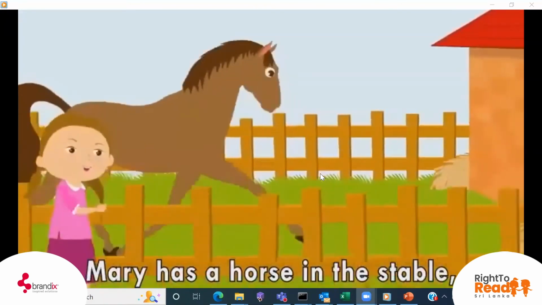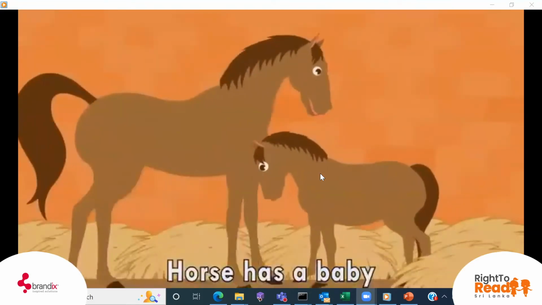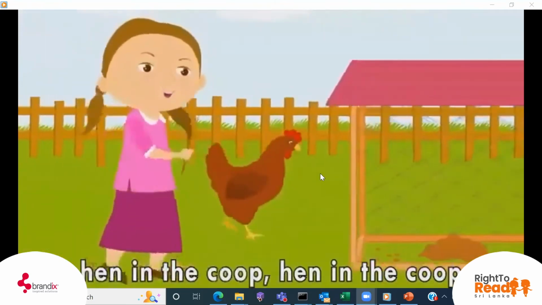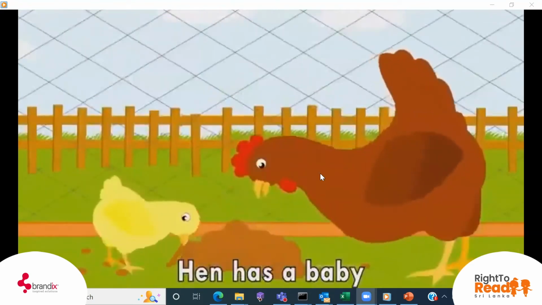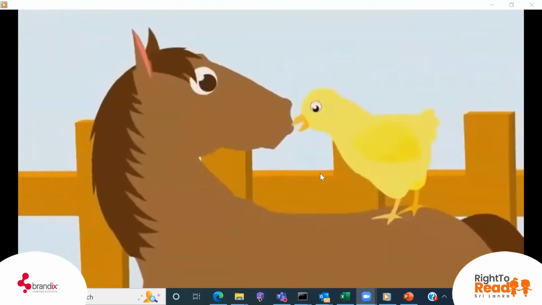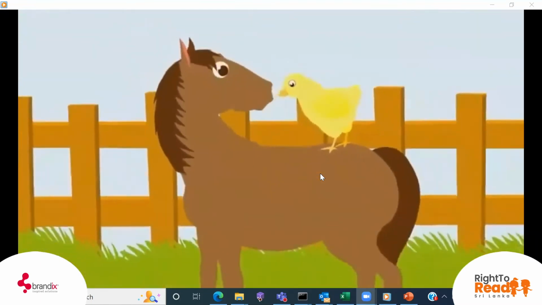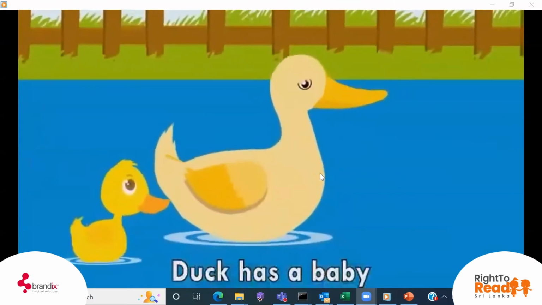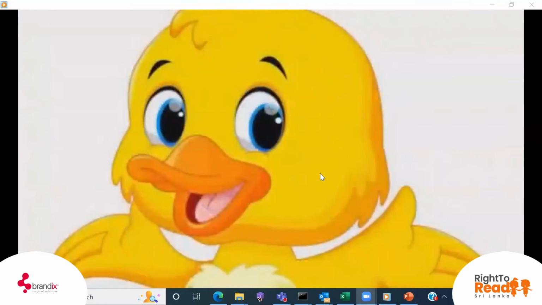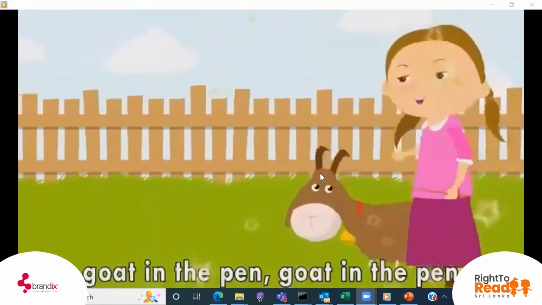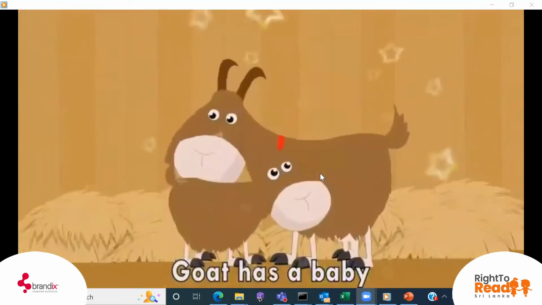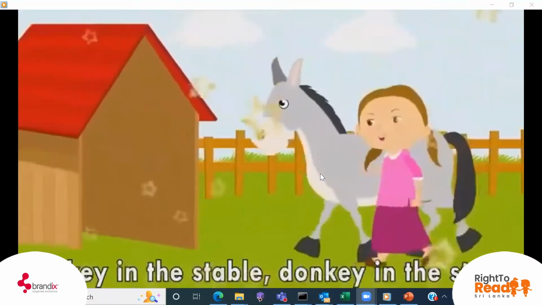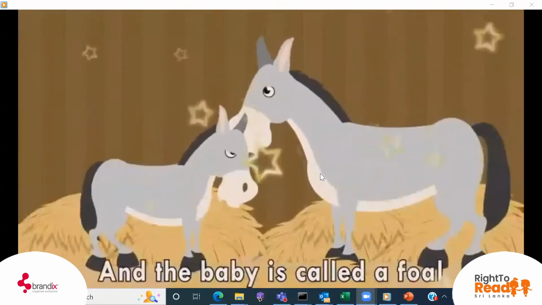Mary has a horse in the stable. Horse has a baby, and the baby is called a foal. Mary has a hen in the coop. Hen has a baby, and the baby is called a chick. Mary has a duck in the pond. Duck has a baby, and the baby is called a duckling. Mary has a goat in the pen. Goat has a baby, and the baby is called a kid. Mary has a donkey in the stable. Donkey has a baby, and the baby is called a foal.